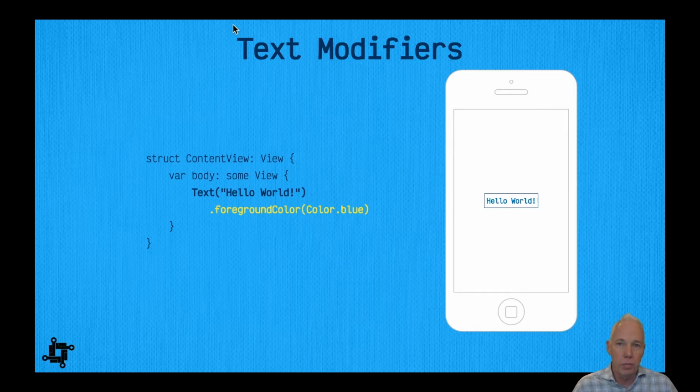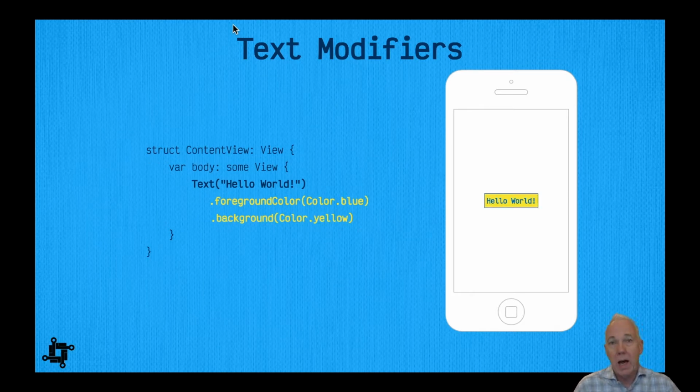Now I'm going to show you some cool tricks in Xcode to bring up these modifiers for you so that you don't have to remember the actual name here. So this is the foreground color modifier. Now the next thing we can do is chain these modifiers together. I'm not stuck with just using one modifier. I can put in as many modifiers as I want.